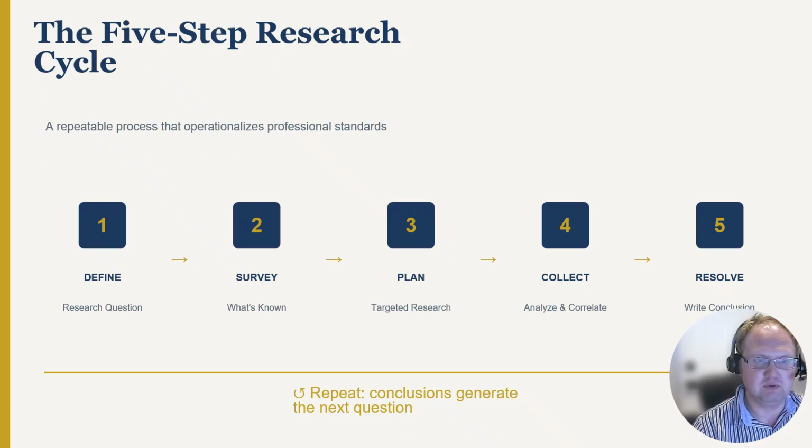Step 4, you collect, analyze, and correlate the evidence extracted from the records you find. So the core work, extracting facts, evaluating sources, and correlating across the records. Step 5, you resolve your conflicts and you write a conclusion. Actually, writing conclusions is a 6th step. But conflicts are normal. Resolution is the skill. Then you write up what you've proven.